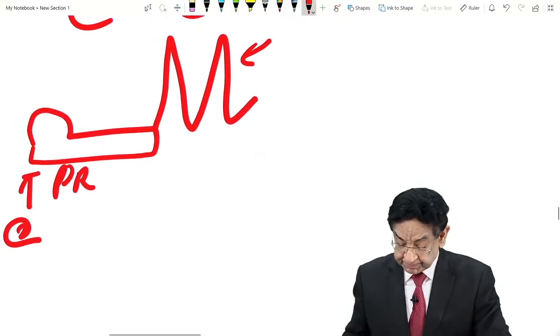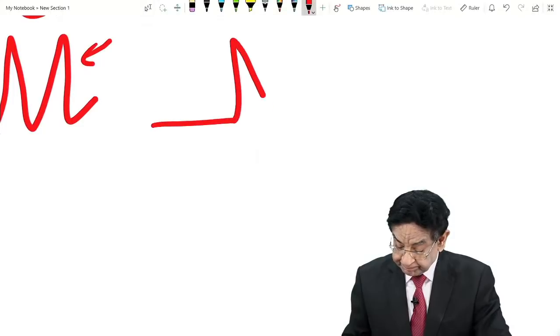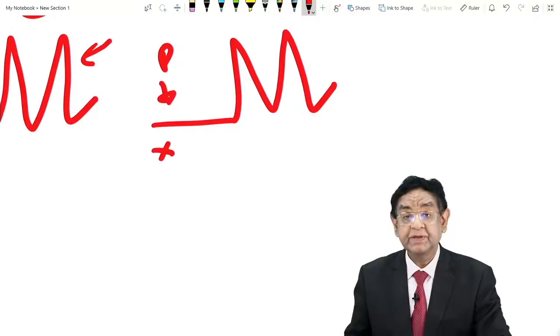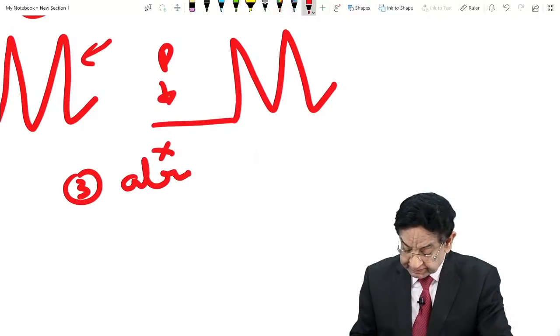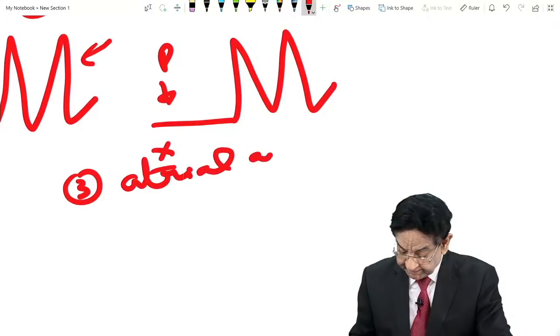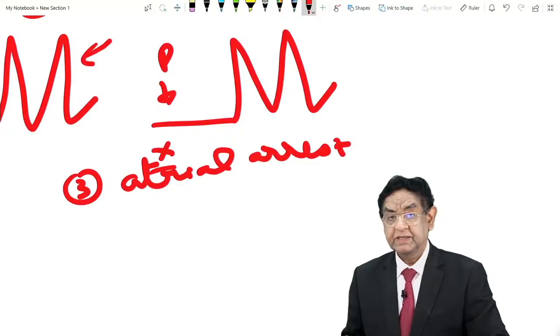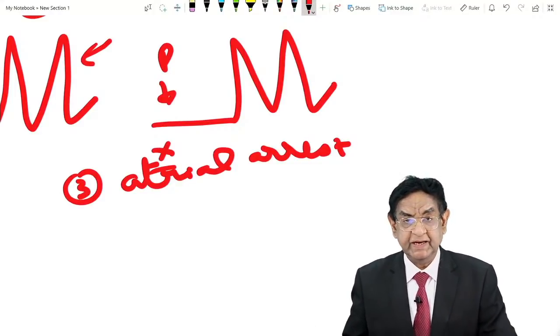Still later on, the P wave disappears. And this is known as atrial arrest. Atrial arrest. Now I give you again 10 seconds to think and answer.